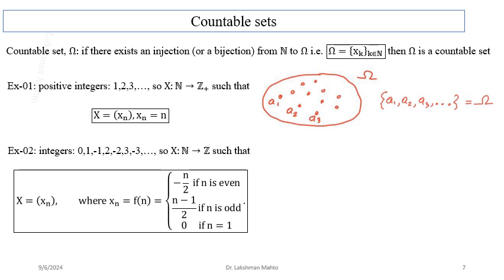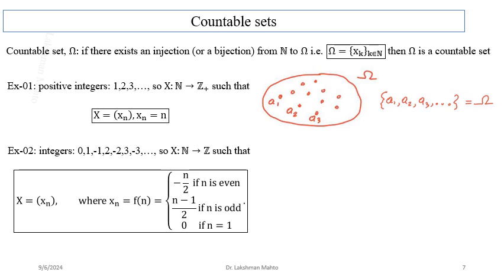So if you take an even natural number, divide it by 2 and take the negative, where will it map? Take an example. Take 2, divide it by 2 and take the negative: minus 1. The next even number is 4, divide by 2 and take the negative: minus 2. Take 6: minus 3. So if you take all possible even numbers, divide by 2 and take the negative, it covers all possible negative integers.